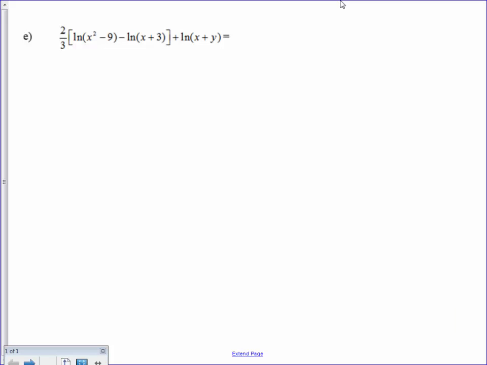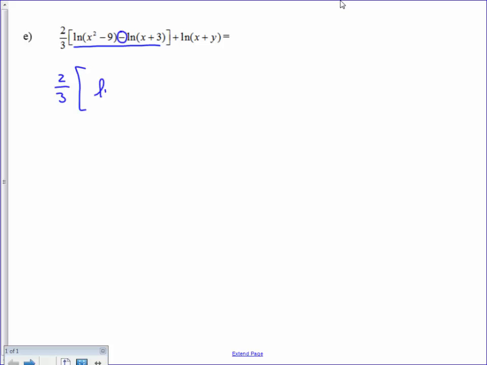The instructions for this problem are to express as a single log and then simplify. This problem has grouping symbols to indicate what to do first. So I'm going to go inside the brackets and look to see what kind of logs I have there. I have two logs and they're separated by a minus. So I'm going to keep everything else the way it is, and then because the two logs are separated by a minus sign, I know I need to use the quotient rule.